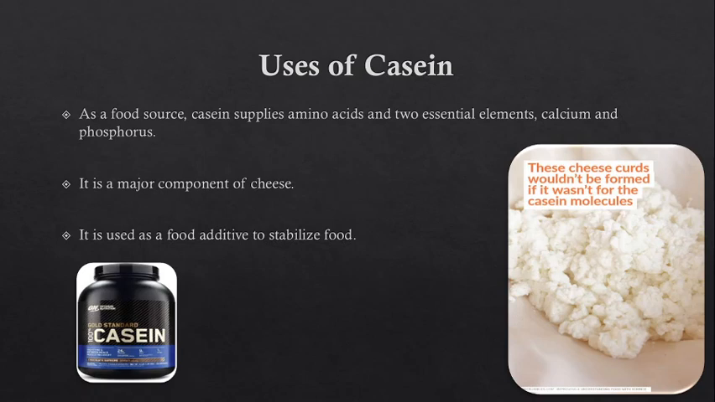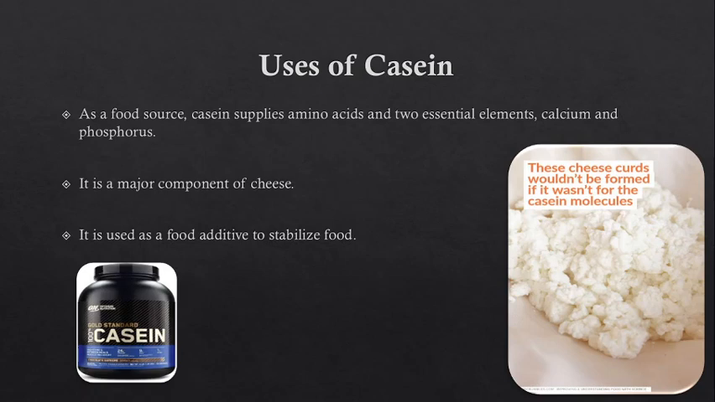Now, there is one important property of casein: casein loves to bind with water. That property makes it useful as a food additive to stabilize the food. If you use casein with the food, what will casein do? Casein will bind with the water or absorb some moisture from the environment. That will help to prevent decomposition in the food. So casein is used as a food stabilizer, a food additive to stabilize the food.